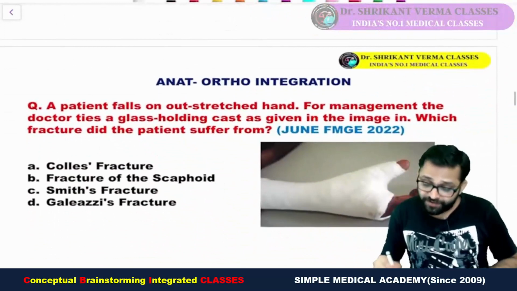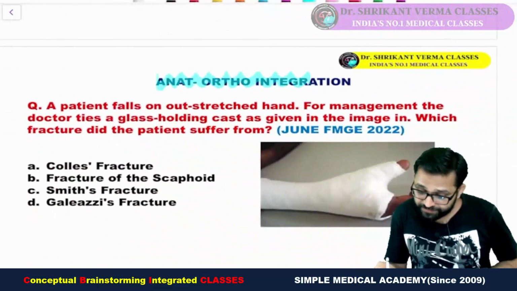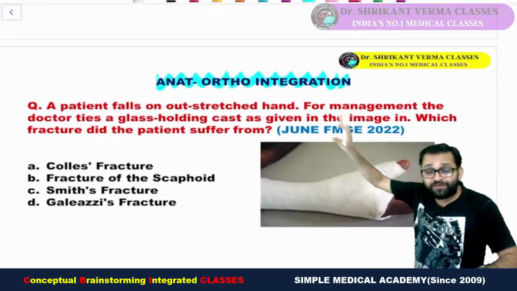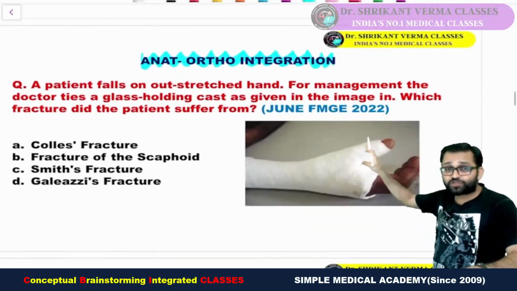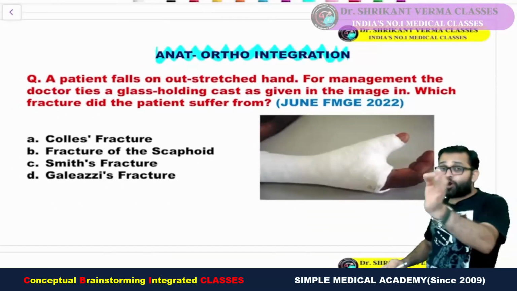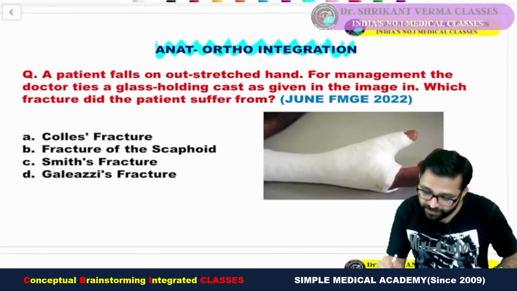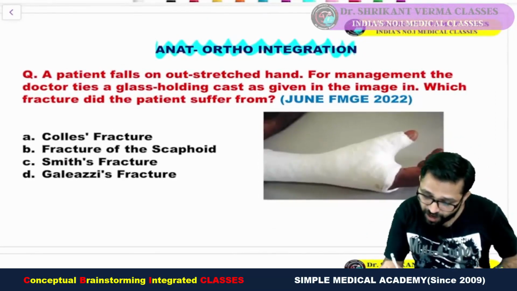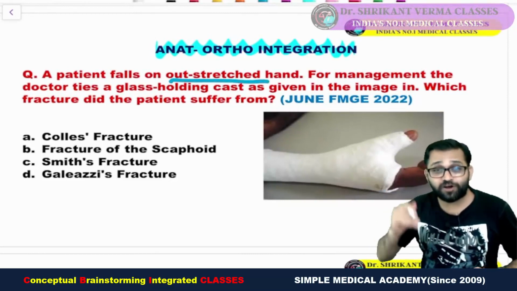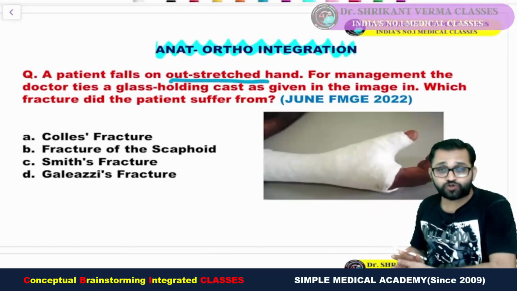Now see here our integrated pattern. Can you see? When you have proper knowledge of the upper limb, then you can solve all these questions. So there was an anatomy-ortho integration. Can you see? There was one image and a question had been asked. One patient fell on an outstretched hand. With the help of anatomy, how can we solve this orthopedics question?